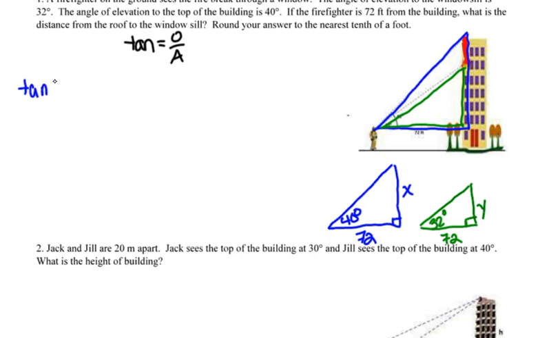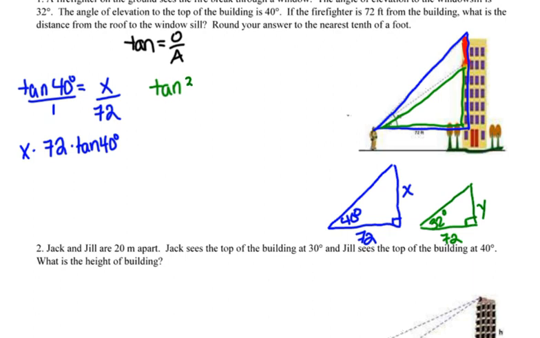In the blue triangle, tangent of 40 degrees is equal to the leg opposite, x, over the leg adjacent, or 72. And when I cross multiply that proportion, I find that x is equal to 72 times the tangent of 40 degrees. And in a similar fashion, I can go ahead and set up the ratio for the green triangle. And when I cross multiply for the green triangle, I find that y is equal to 72 times the tangent of 32 degrees.